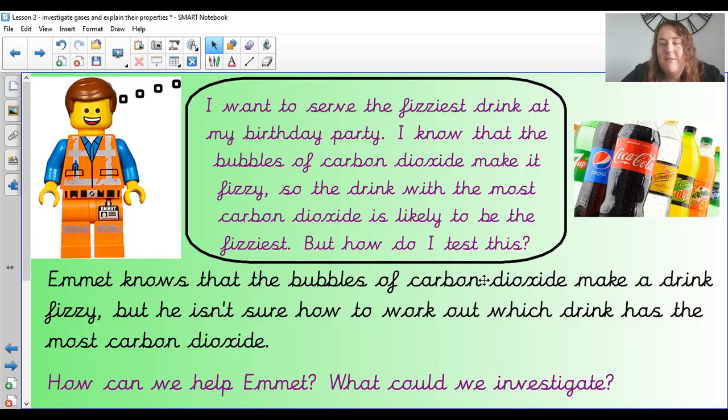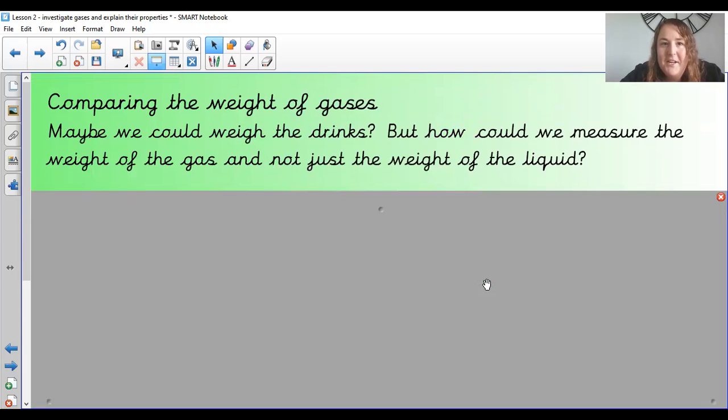If you need to pause the video to have a think about it, that's fine. If not, we're going to be learning to compare the weight of gases. So maybe we could weigh the drinks. Maybe we could measure the weight of the gas and not just the weight of the liquid.